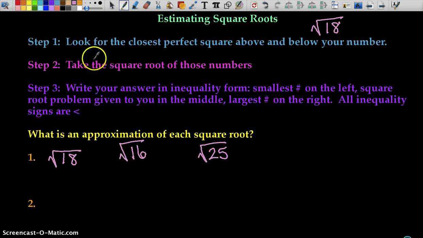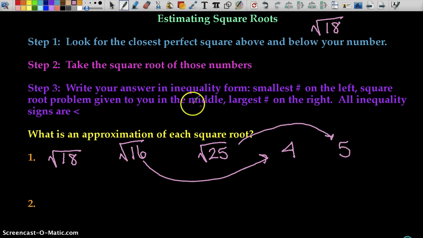Okay, so we want to take the square root of those numbers. This is our second step. Once we do the square root of those numbers, we get 4 is the square root of 16, and 5 is the square root of 25. We write it in inequality form, smallest number on the left. The square root problem given to you, the square root of 18, is going to go in the middle.